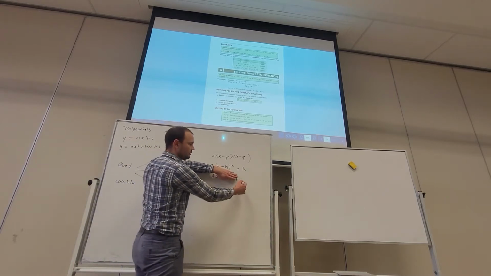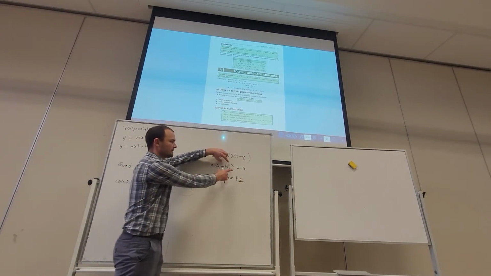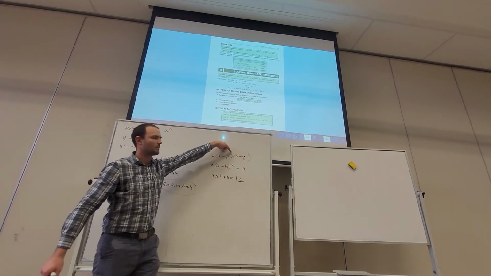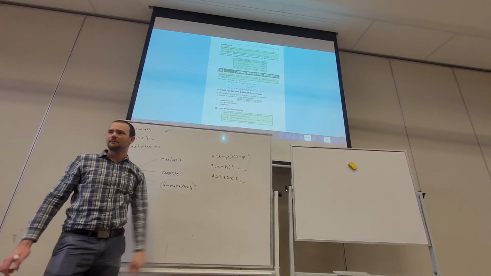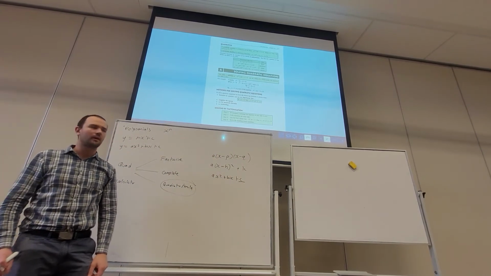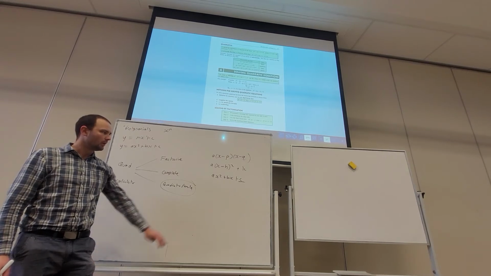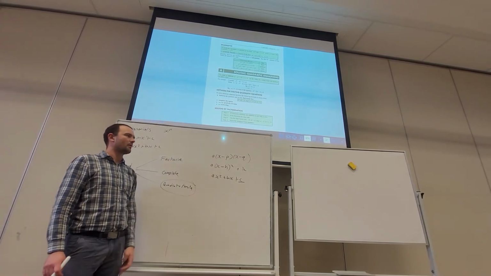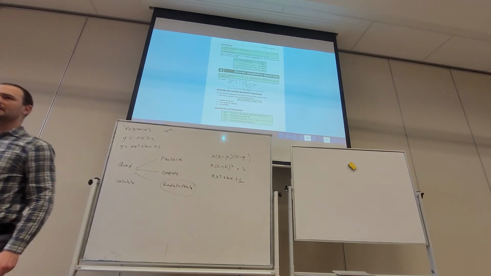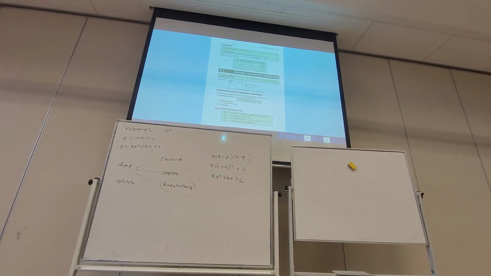So what does this one tell you? It tells you the y-intercept. What does this one tell you? It tells you the vertex. And this one tells you the roots. So they can all tell you something different. They can all be equal to one another. And they're all the same quadratic, all describing the same graph. Different ways of describing the same thing. Okay?